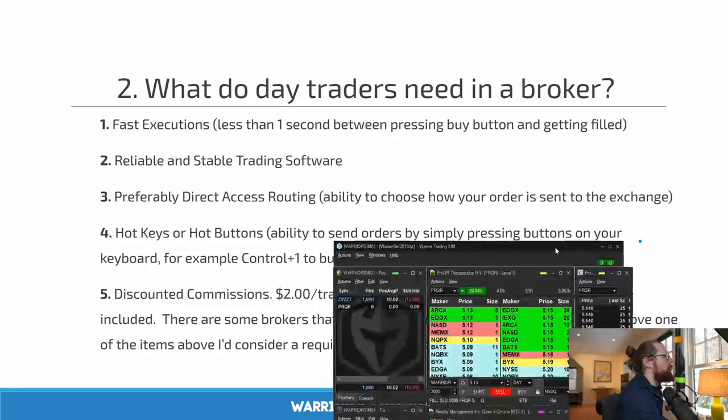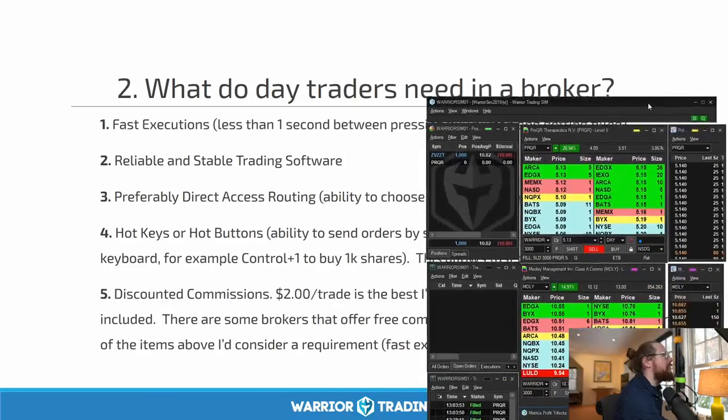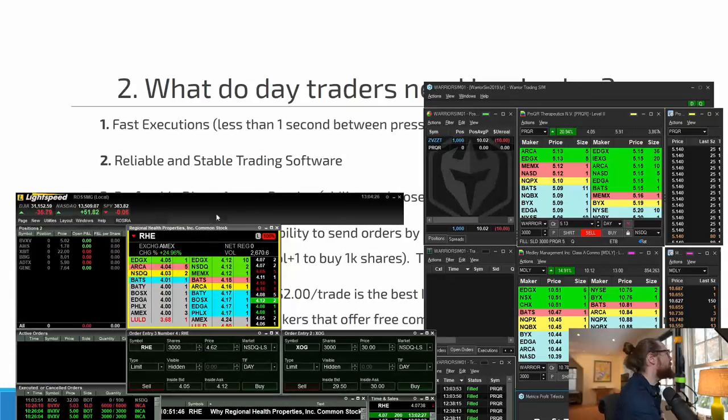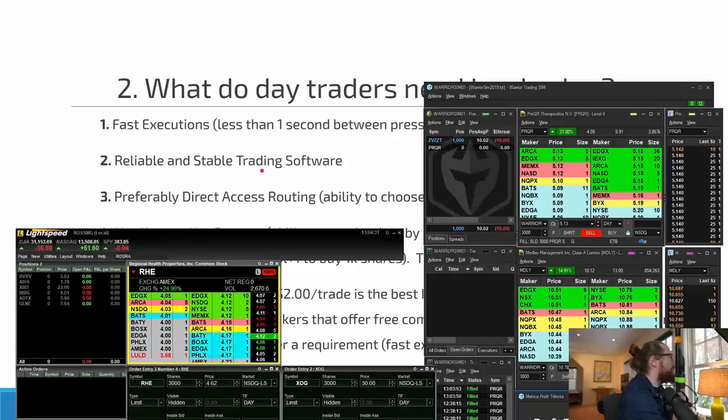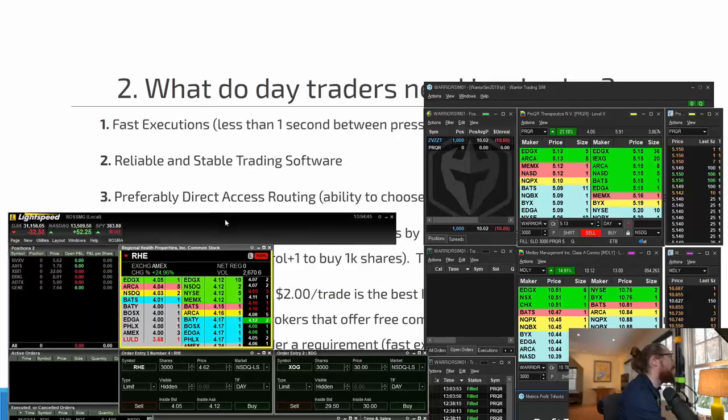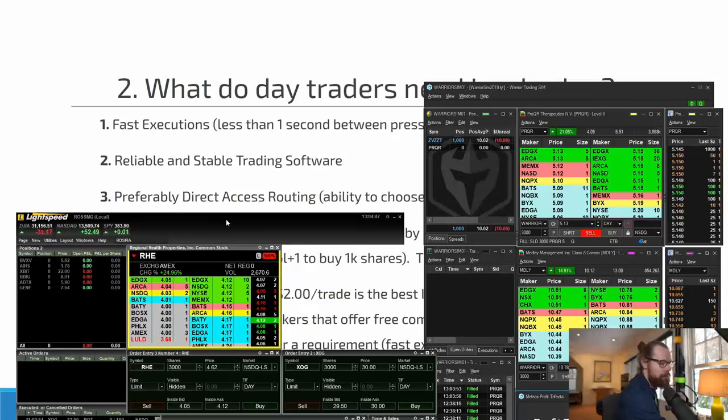So why would some brokers be fast and some be slow? Well, right here, number two, we know that we need a reliable and stable trading platform. Generally, I'm not going to want to use web-based trading software. I don't want my browser to crash on me. I'm going to use software that I install on my computer and that runs really well and is pretty lightweight and just very quick.